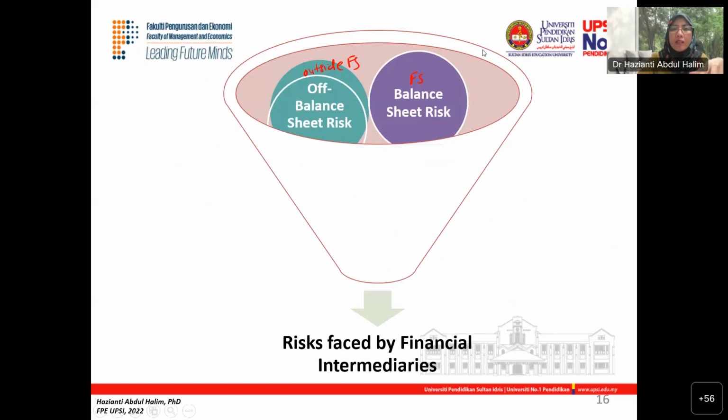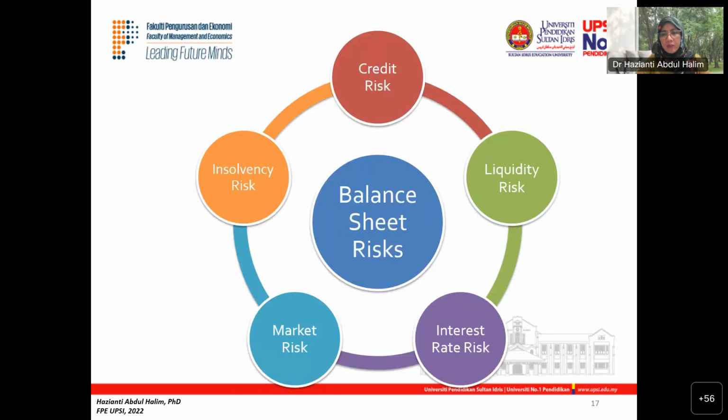Alright, so one is balance sheet risk. Another one is whatever items or elements are outside the balance sheet. These are the balance sheet risks. Again, balance sheet risks are risks related to items inside the financial statements.